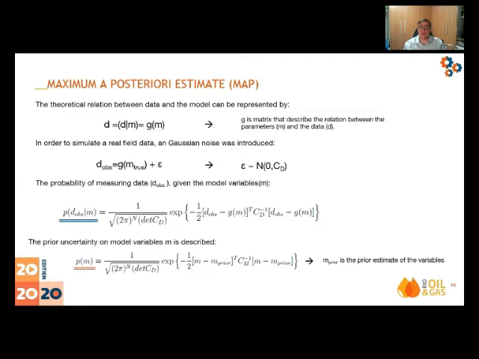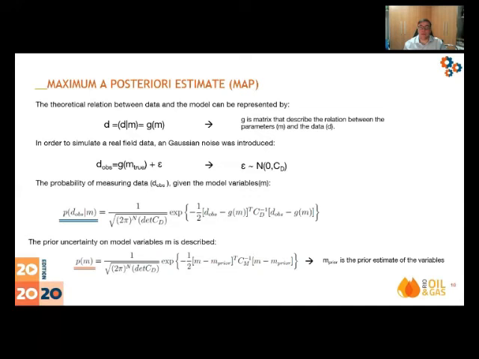All of those methods are interesting to obtain the maximum a posteriori estimate, the MAP. But to understand the MAP, some theoretical explanation is necessary. First of all, the hierarchical relationship between the data and the model can be represented by D, where D is the response of the simulator when introducing a vector of parameters M. To simulate real field data, a Gaussian noise was introduced to create the observed data, DOBS.